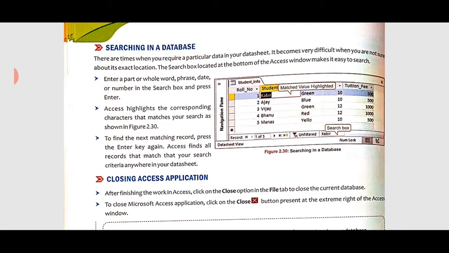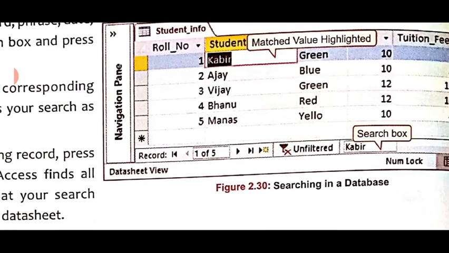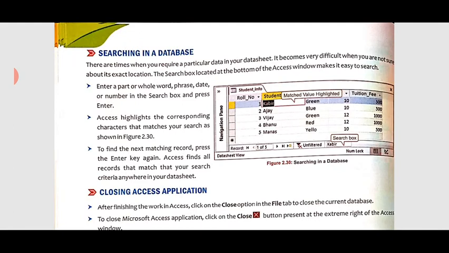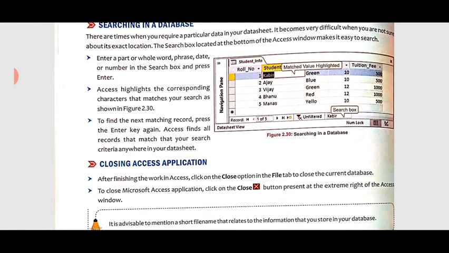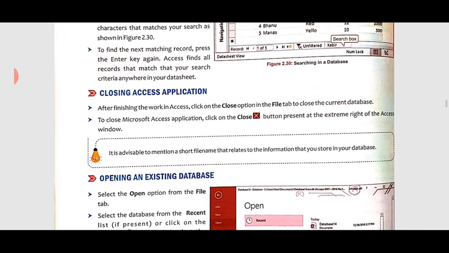In the search box it is written Kabir, so Kabir is highlighted here. You can see in the search box Kabir is written and Kabir is highlighted after pressing Enter. To find the next matching record, press the Enter key again. Access finds all records that match your search criteria wherever they are in your dataset. So suppose in the list there is more than one Kabir, then by pressing Enter your selection will jump from this one to the next. So this is searching in a database. Using the search box we can find it, type in the search box and press Enter.